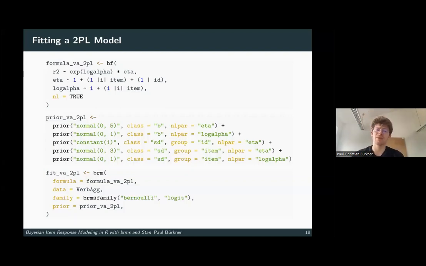But still the scale wouldn't tell us much. Even if we would get results, the scale would just be fully determined by our priors, which is not necessarily what we want. So what we can do is directly resolve our identification problem by fixing the standard deviation of the person parameters to one, which is also commonly done in IRT models generally.